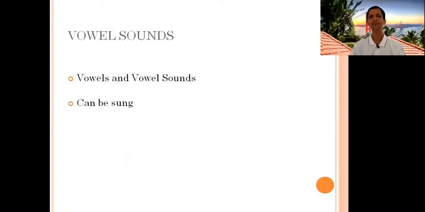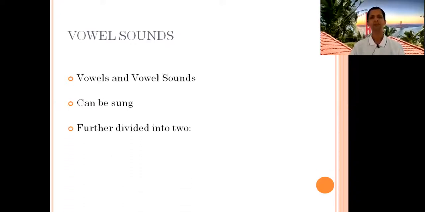The peculiarity of vowels is that because they do not produce any friction, they can be sung. We can sing vowels. Therefore, in the Indian languages, we call vowel sounds swaras. These vowel sounds in the English language are further categorized into 2. One is called pure vowels and the other is diphthongs.